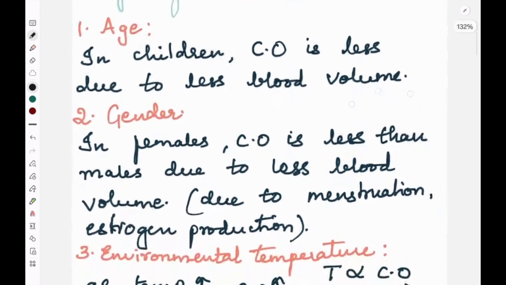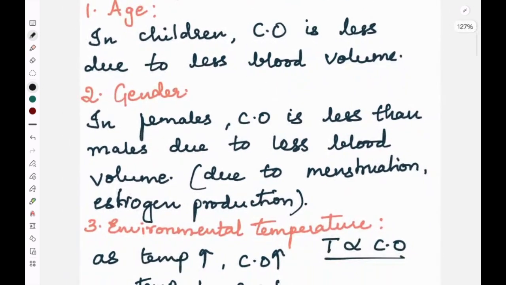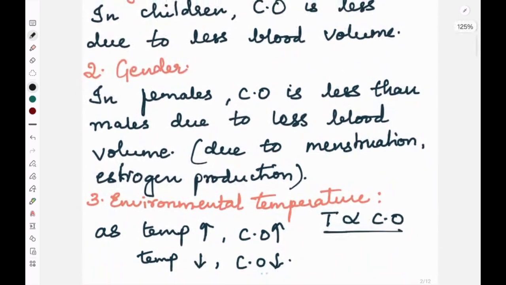Then the next factor is gender. In females the cardiac output is less than in males, for the same reason, less blood volume. The blood volume is less in children as well as in females. That's why it is the second factor that affects the cardiac output. The reasons are menstruation, which causes blood loss, and estrogen production. Estrogen is a hormone that inhibits erythropoiesis. That's why females have lesser cardiac output compared to males.